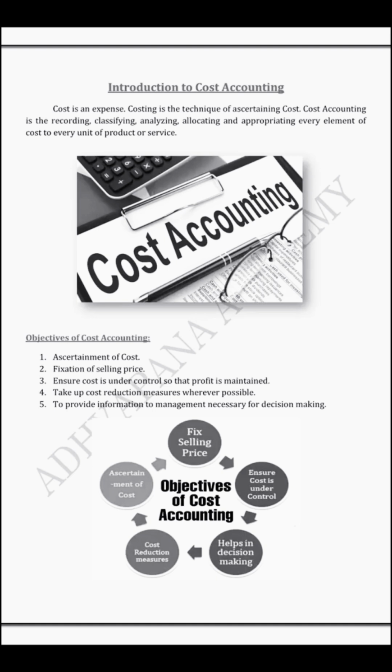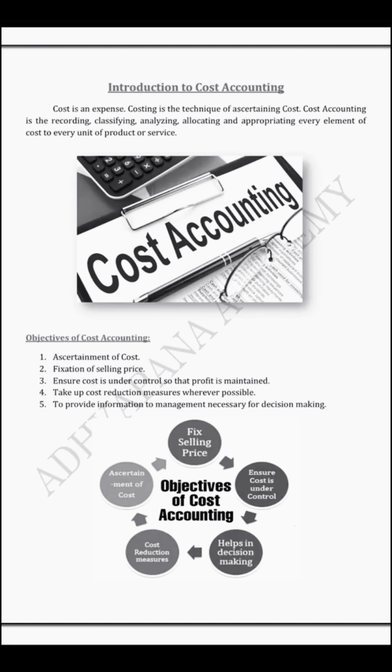How do you classify? The classification of cost we will discuss a little later today. You classify it into direct cost and indirect cost: what is directly involved in the manufacture of goods and services, and what is indirectly related to it. Once you classify the cost, later you analyze whether they are avoidable cost, non-avoidable cost, controllable cost, non-controllable cost, and all such analysis you take up.